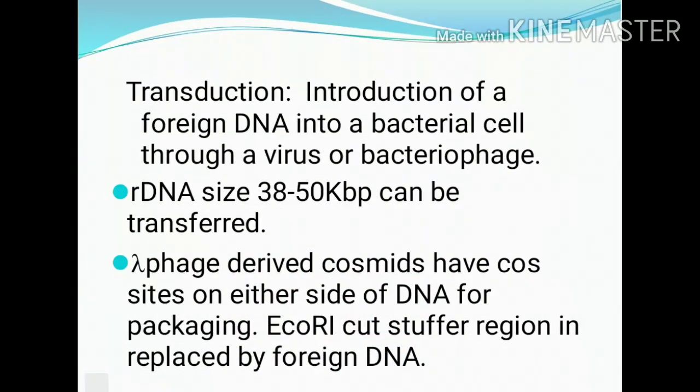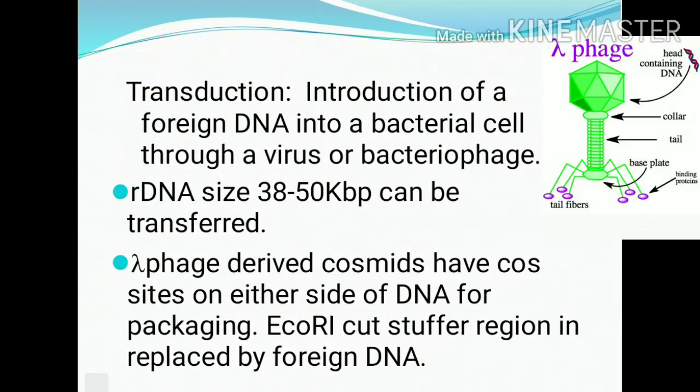The next method is transduction. Introduction of a foreign DNA into a bacterial cell through a virus or a bacteriophage is known as transduction. Recombinant DNA of size 38 to 50 kilobase pairs can be transferred. Cosmids are plasmids with cos site obtained from lambda phages. Cos site helps in the packaging of the DNA into a lambda phage vector. Lambda phages have non-essential regions called the stuffer region, which could be replaced by the foreign DNA.